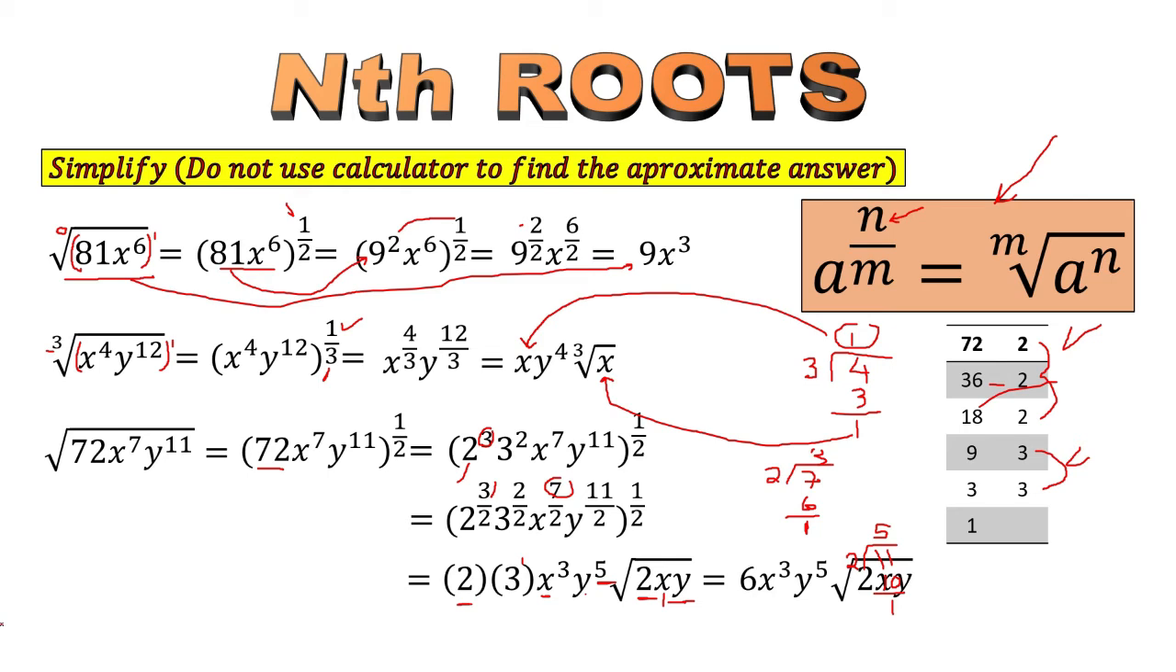And finally, this is the answer. You multiply. Let me erase this one. Let me erase here. And the final answer is this one. You multiply 3 times 2 is 6. x to the 3rd, y to the 5.